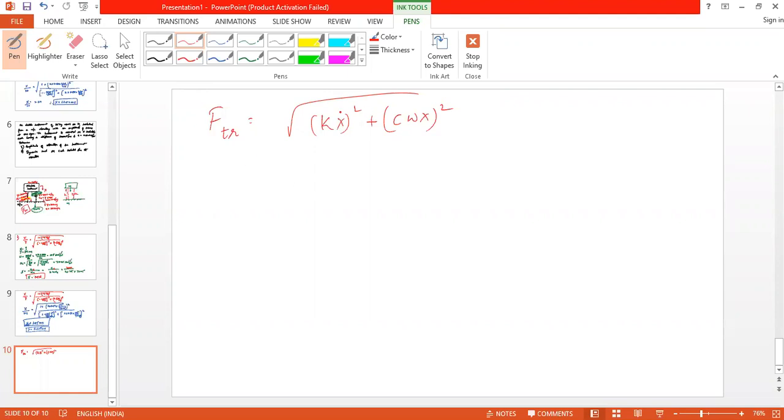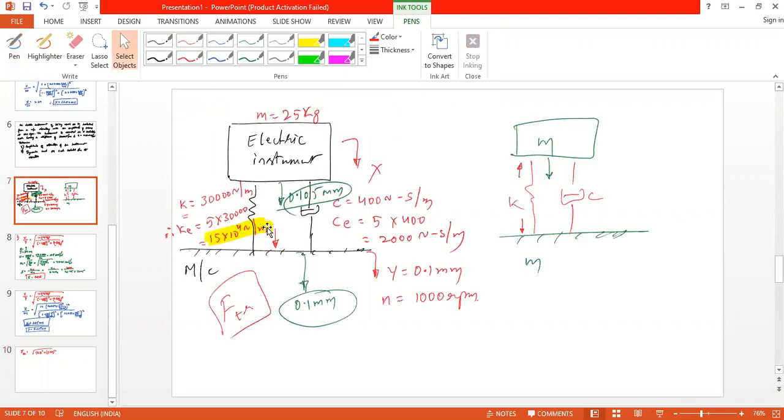Here the question is, what is the value of x? What is the meaning of x here? X is the displacement of the instrument, only displacement. Absolute displacement of the instrument. And y is the absolute displacement of the support. What will be the displacement of the string? The difference between them.